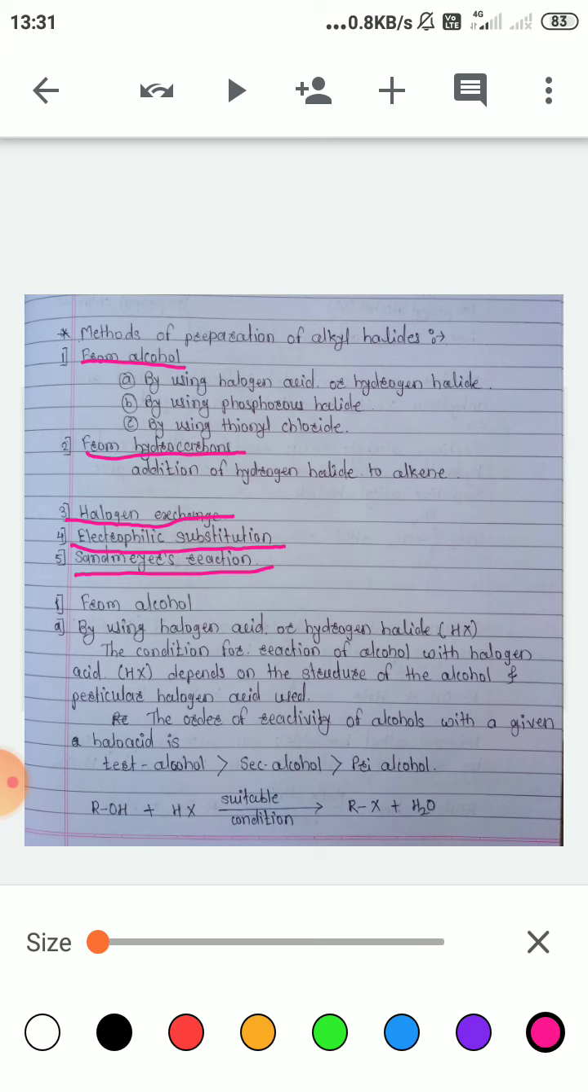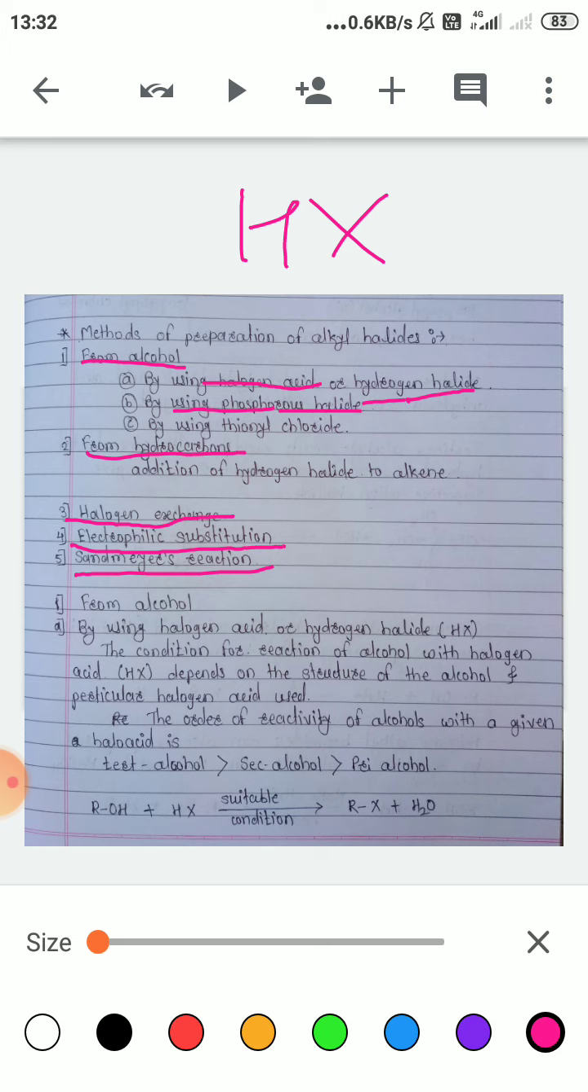Now first we are going to see from alcohols. By using alcohols we can prepare alkyl halides by three different methods. First one, by using halogen acid. By using halogen acids means HX, or simply we can say hydrogen halides, that is HCl, HBr, HI, HF, like this. Second method is by using phosphorus halides.